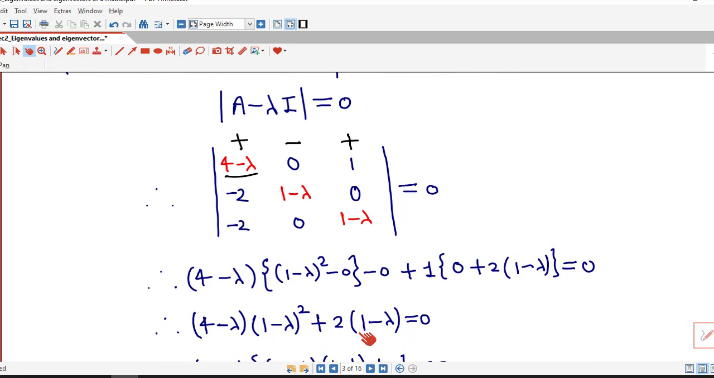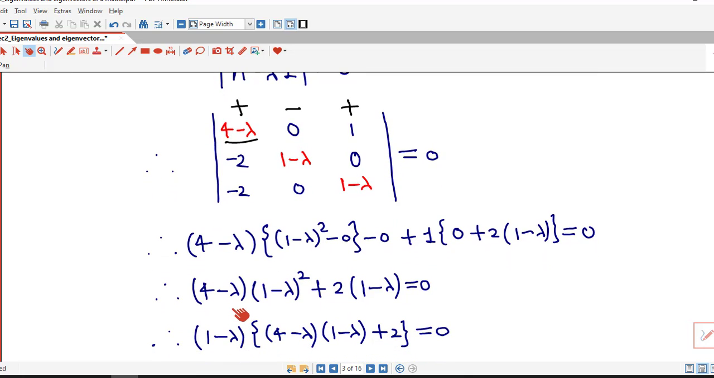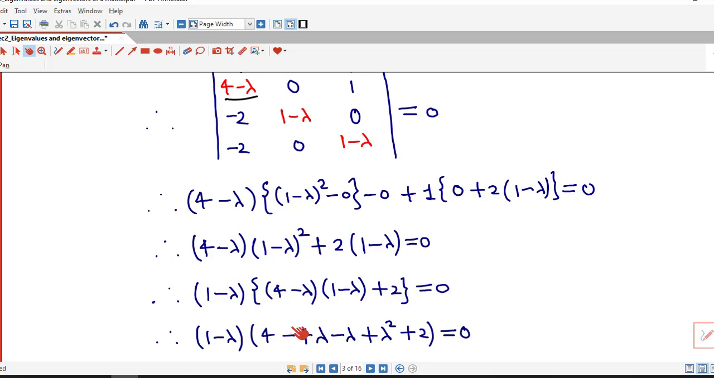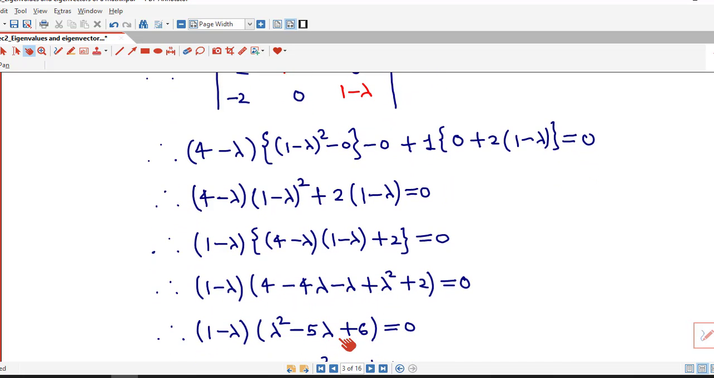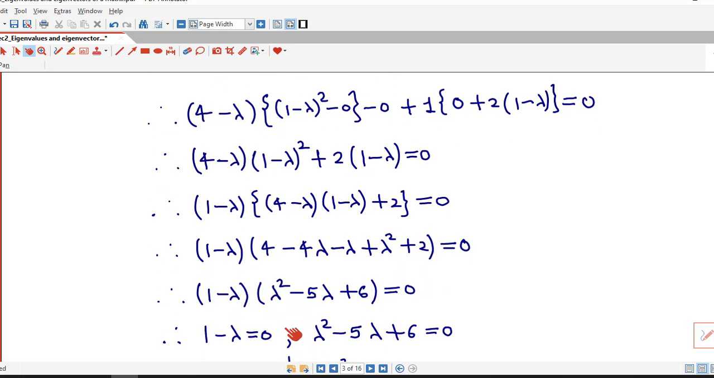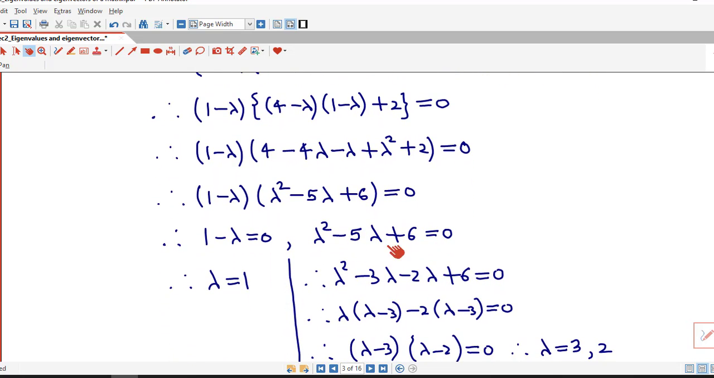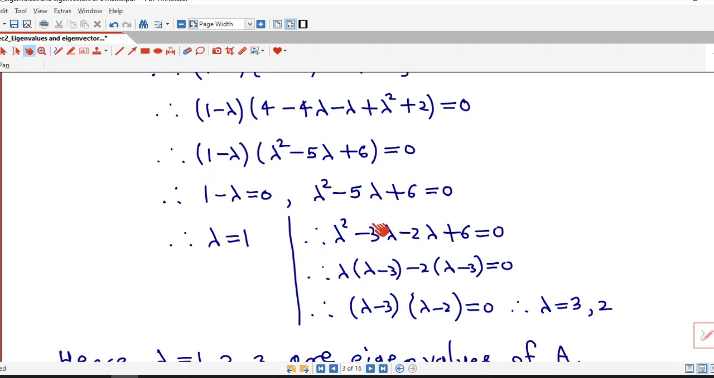This we rewrite in this way. Now in these two terms 1 minus lambda is a common factor, so we can take it outside. So here we have 4 minus lambda into 1 minus lambda plus 2. Now we multiply 4 minus lambda and 1 minus lambda and we obtain lambda square minus 5 lambda plus 6 equal to 0. So 1 minus lambda is 0, lambda square minus 5 lambda plus 6 equal to 0. This can be easily factored.